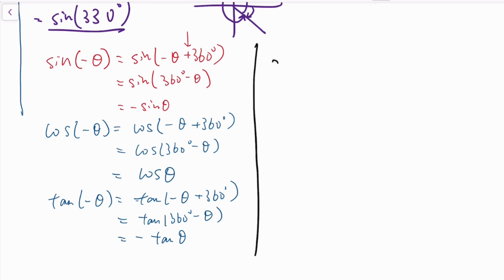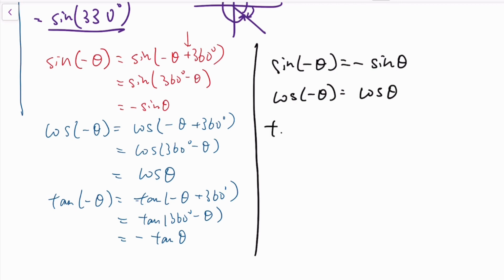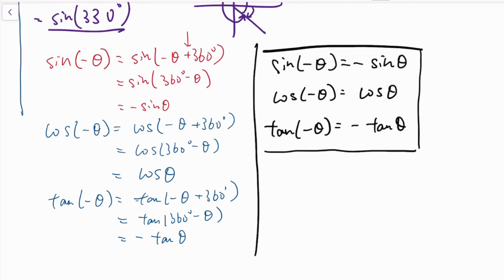So what happens is, if you take sine of a negative angle, it's the same as the negative of sine of the angle. But for cosine, if you take cosine of a negative angle, cosine will just ignore the negative. But for tangent, it will also take the negative out. Okay, this could be useful from time to time. And we will stop this lecture here.